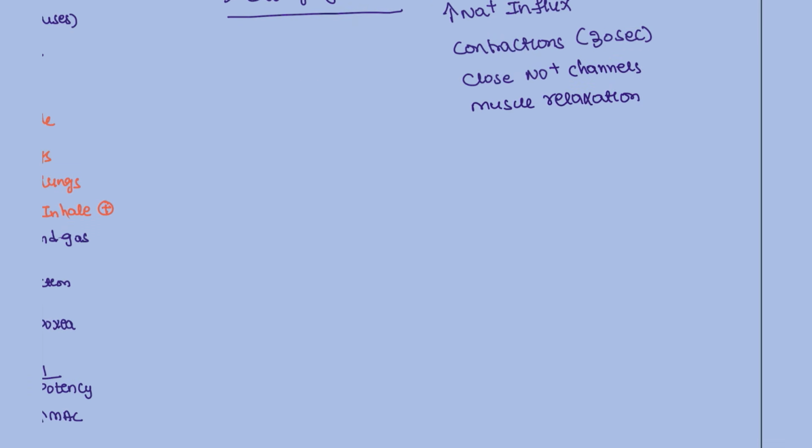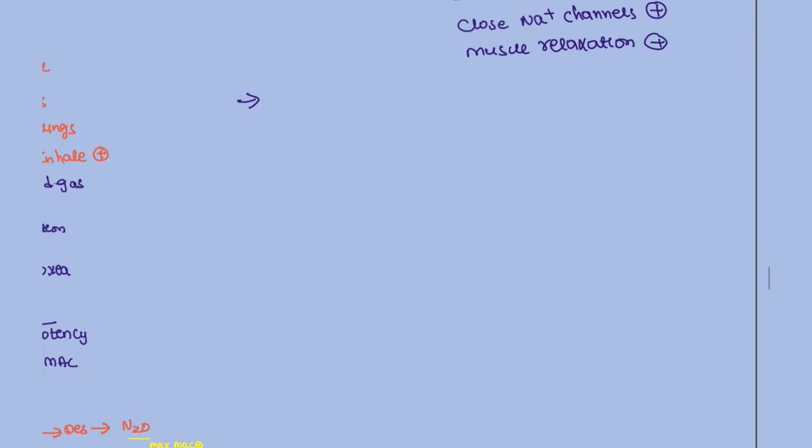So first it will contract, then it will release by closing the sodium channels. So these 2 points are important: how it causes sodium influx and muscle contractions, then the sodium channels close, then muscle relaxation will be seen. Next important points of succinylcholine that you have to know: how it is metabolized. It is metabolized in the liver with the help of what? With the help of pseudocholinesterase.